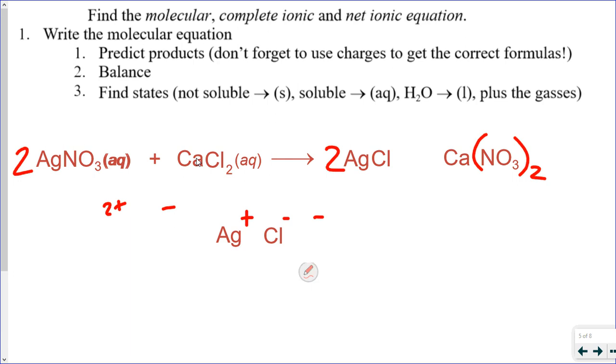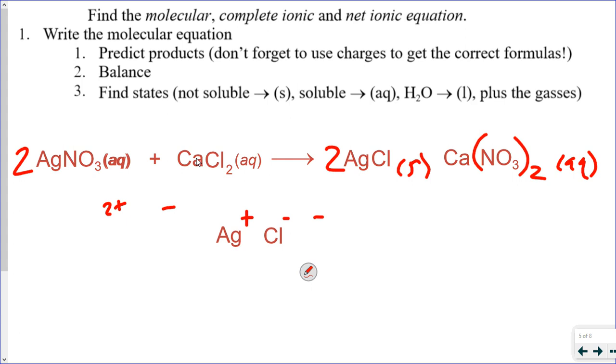And then finally, we would check the activity series. Nitrates are always soluble, so I know when I look that one up, this one's going to be aq. And silver chloride, we just looked at a second ago, that's an insoluble substance, so that's going to form a solid. And that would be writing the molecular equation.